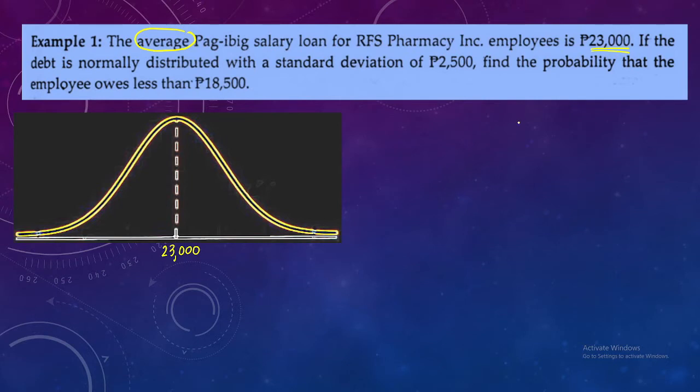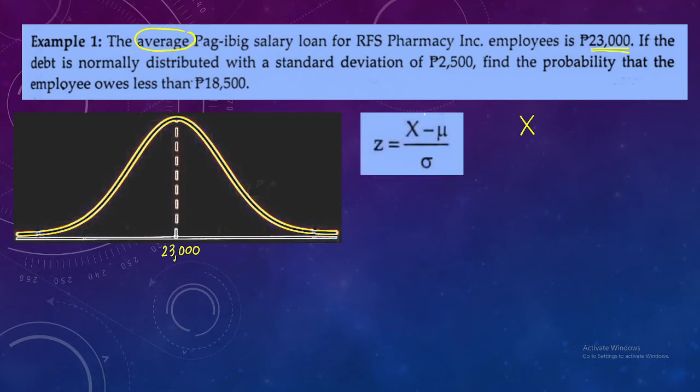So, I now have my population mean. Let's write X because our formula is this. This will be our formula to be used, with the population mean and the standard deviation. So we have here the population mean is 23,000. Let's write that in our given. The standard deviation is 2,500. Let's write that over the given over here. Find the probability that the employee owes less than 18,500.